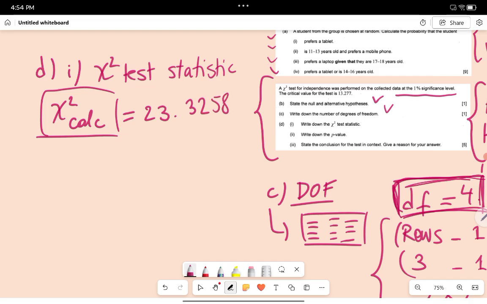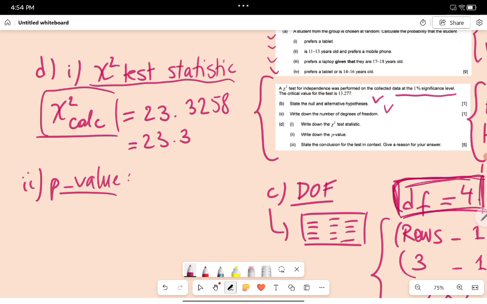And the chi-squared calc test statistic is, let me double check, 23.3258. So that is also 23.3 if you want to round it. So that is the chi-squared test statistic, okay? And then they say write down the p-value. The p-value is also given in your calculator. If you follow the steps, the p-value will be given and it's 0.000109. So that's a very small number.